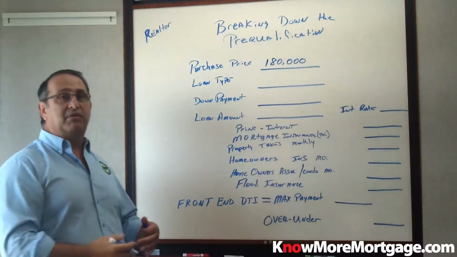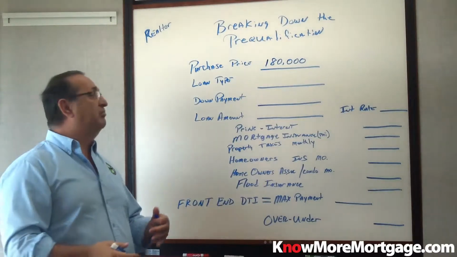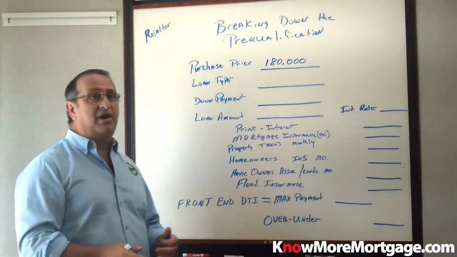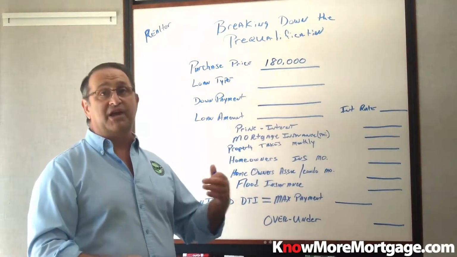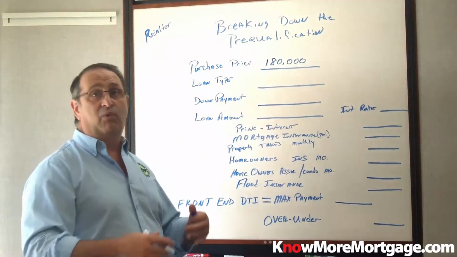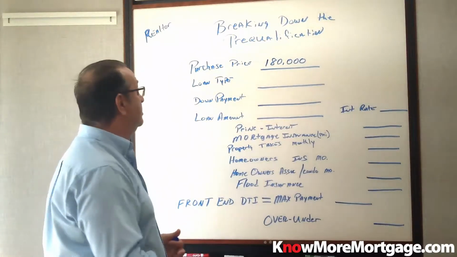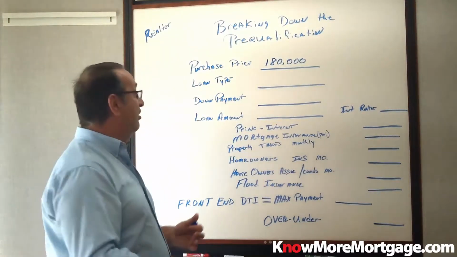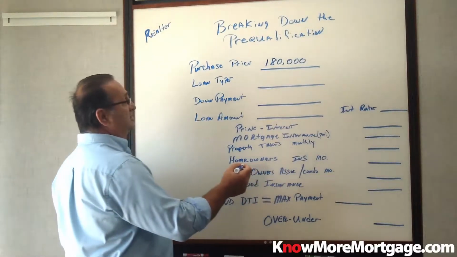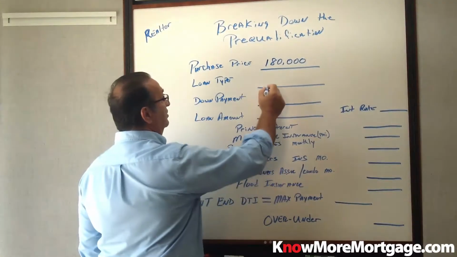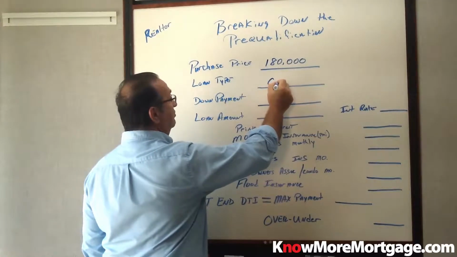Okay, what type of loan? We need to know what type of loan the borrower is getting because it's going to help us with our math formula. It's also going to help you, the realtor, with your contract. If you need an FHA addendum, a VA addendum, or what other addendums you're going to need for the seller to sign and acknowledge the type of loan the borrower is getting. Okay, so in our case here, let's go with a conventional loan.